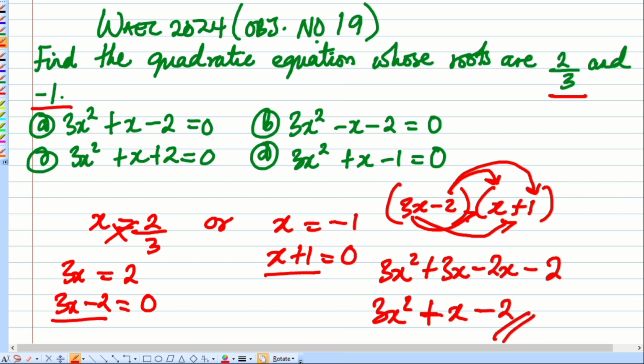So that's the quadratic equation. The correct option will be A, right? 3x squared plus x minus 2, and that's equal to 0. So that's the answer to this question.